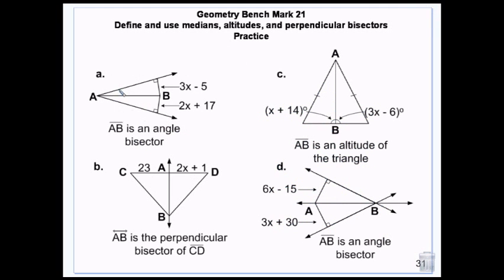All right, if I have a bisector, that means these 2 angles are the same, which means these 2 distances are the same. So I'm going to set those 2 lengths equal to each other. Subtract 2x from both sides. And I get x minus 5 equals 17. Add 5 to both sides.